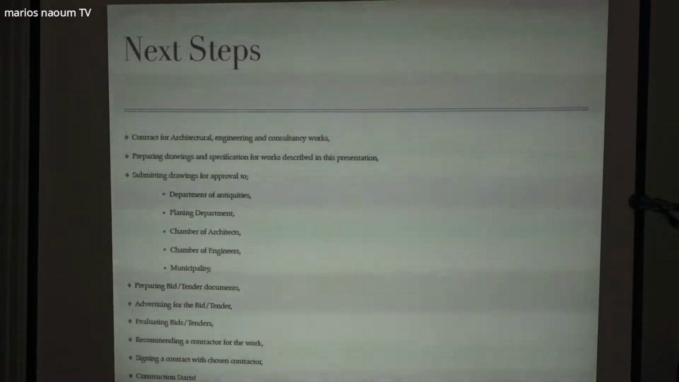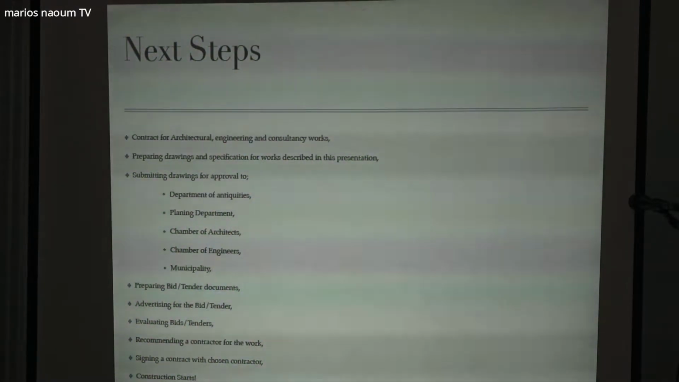These are next steps. And the next steps were to have contracts for the architectural engineering and consultancy works, which has been done. Preparing drawings and specifications for works described in this presentation, which has been done. Submitting drawings for approval has not been done because the request of His Excellency and Mr. Hajianagis was to invite the community along for opinions to be heard, after which plans will be finalized. And the rest follows.